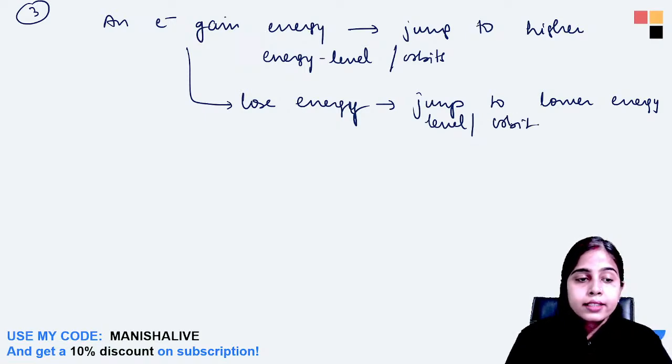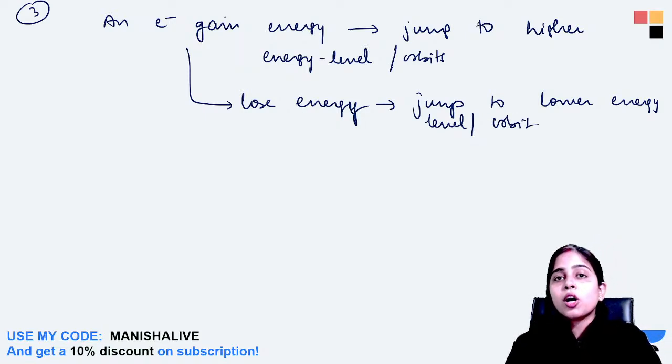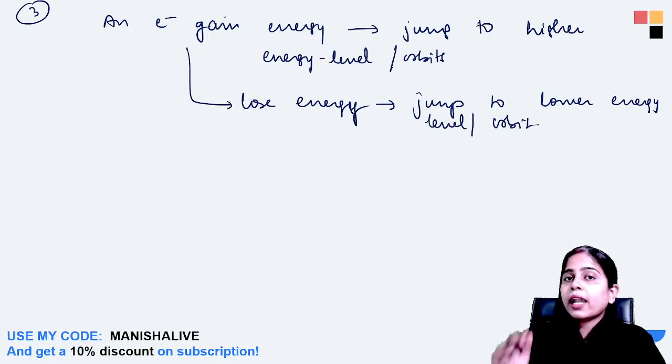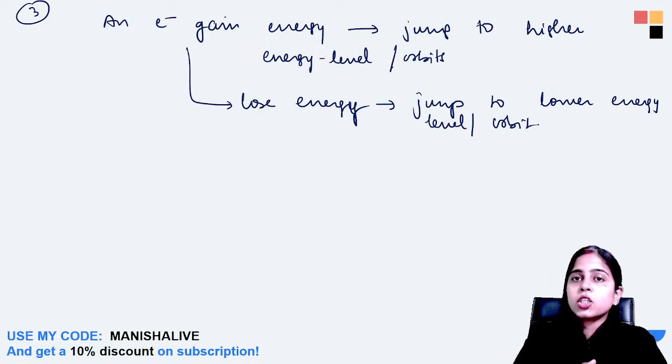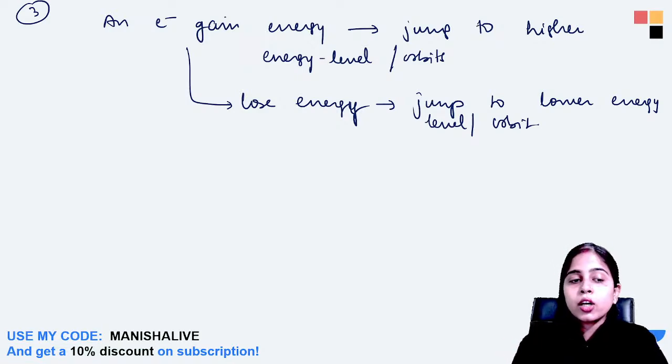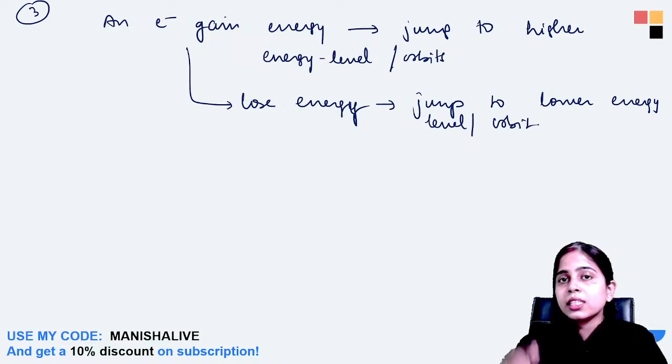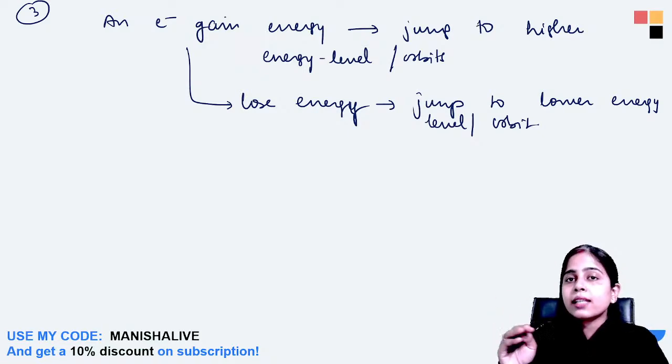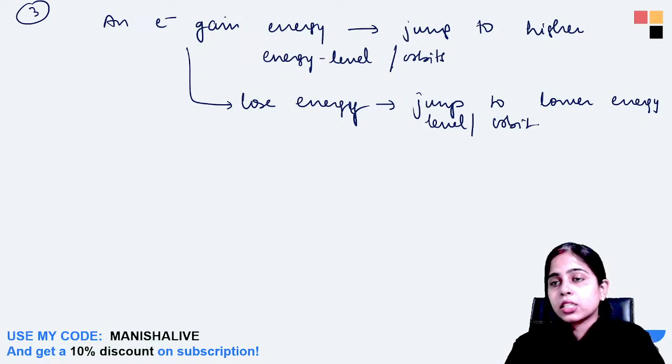Is it clear? Because every orbit has a fixed amount of energy. If that electron has energy more or less than the energy of the orbit, it cannot stay in that particular orbit. So accordingly it will jump according to its convenience. If it has more energy, it will go to a higher energy level. Less energy, it will come to a lower energy level.